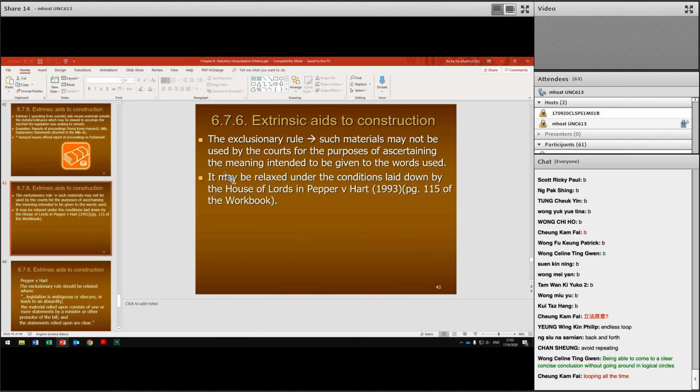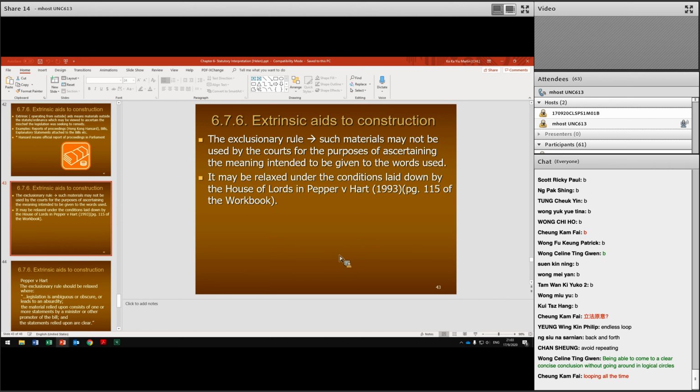But all the exceptions must be recognized by law. You cannot set an exception by yourself. Okay, you are not the judge. For an exception, it must be recognized by the law, usually in a judgment. So you cannot add any exception by yourself. You cannot say, oh, it's an exception. So all the exceptions must be recognized by law.